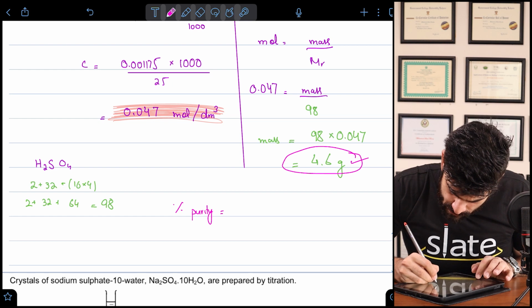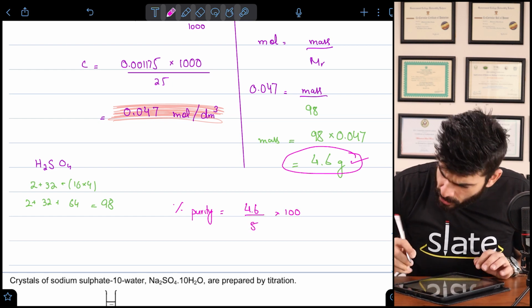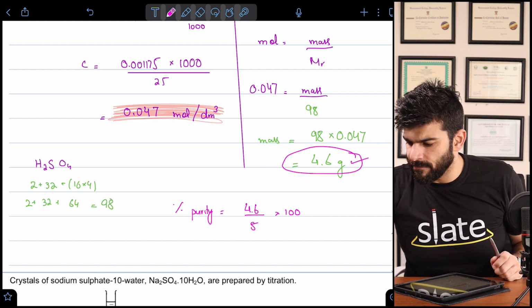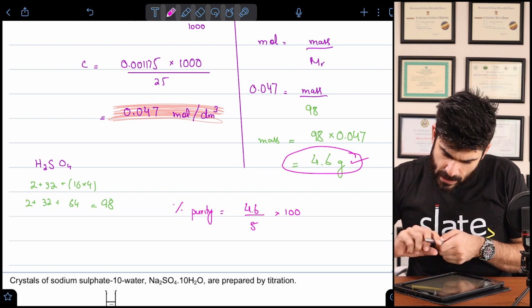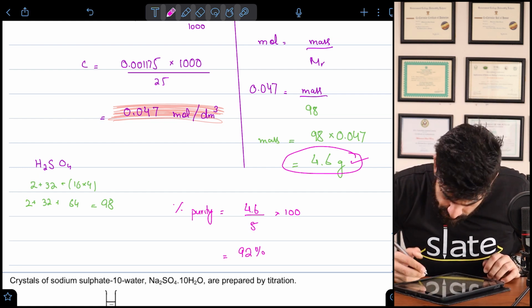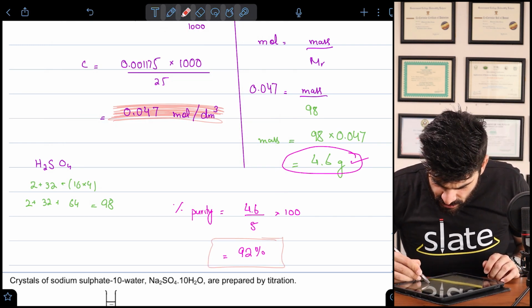So that would be 4.6 divided by 5 into 100. Let's see what the value comes in. Divided by 5. And that is simply 92%. So I repeat, this is the answer.